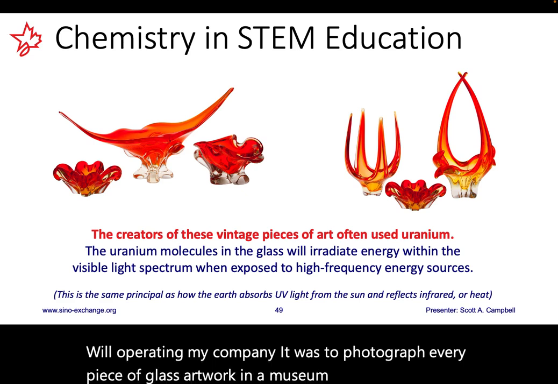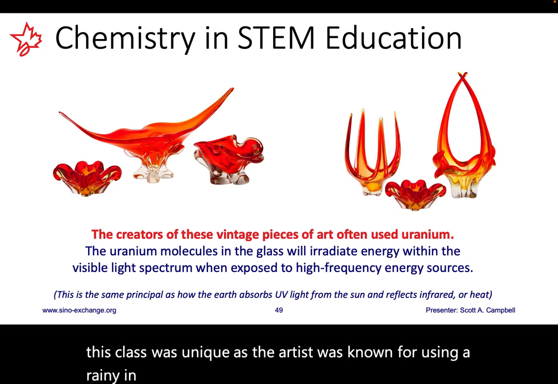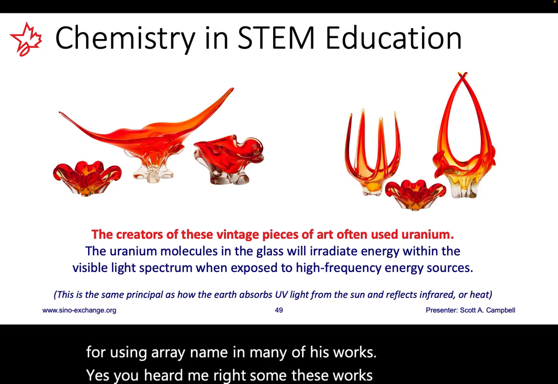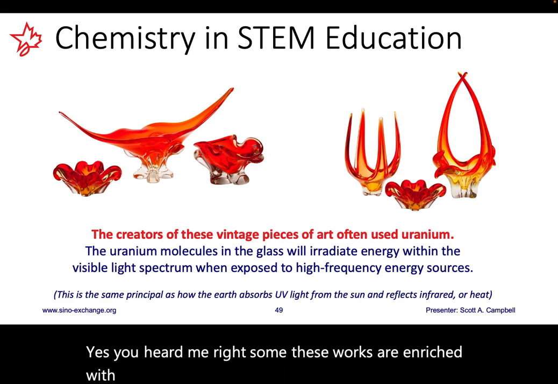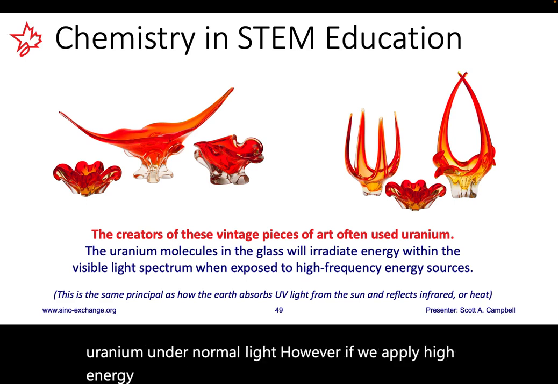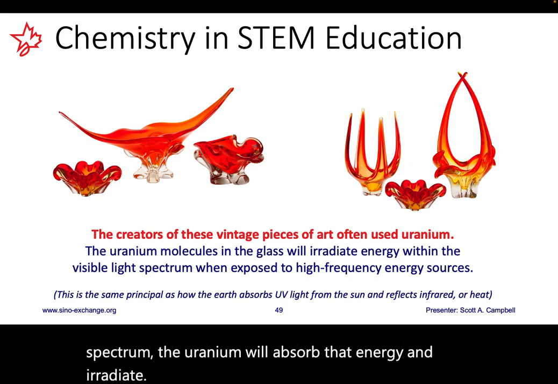However, this glass was unique as the artist was known for using uranium in many of his works. Yes, you heard me right. Some of these works are enriched with uranium. Now, you cannot see the effect of the uranium under normal light. However, if we apply high energy particles that are outside the visible light spectrum, the uranium will absorb that energy and irradiate it back out as visible light.